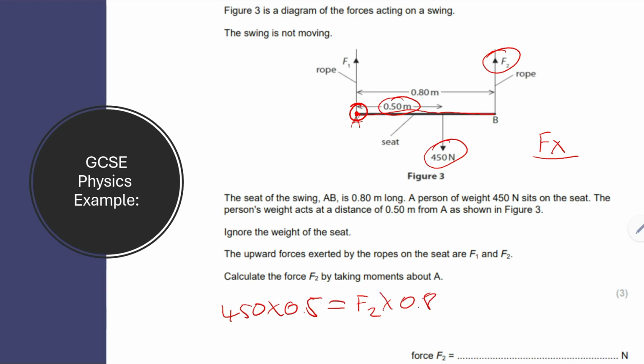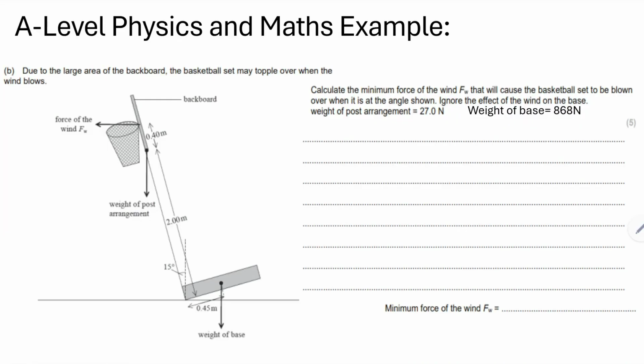by 0.8. And so if we divide by 0.8 on both sides to get F2 by itself, you can see that F2 will equal 450 times 0.5, then divide that by 0.8. So we'll get 281.25 newtons. And that's the answer.